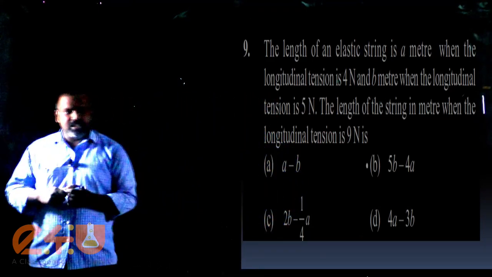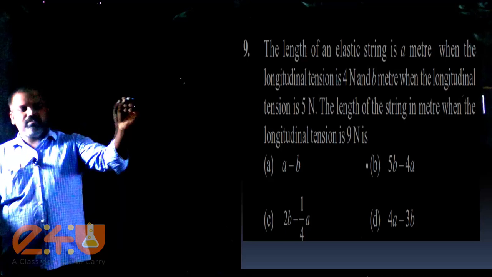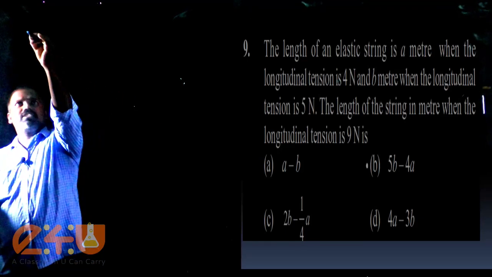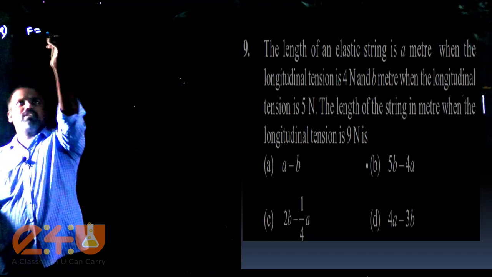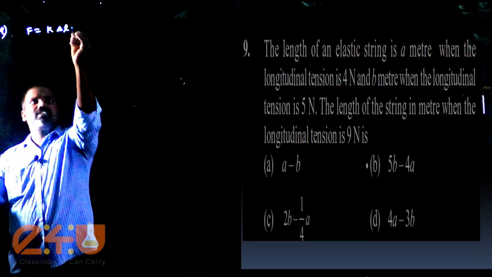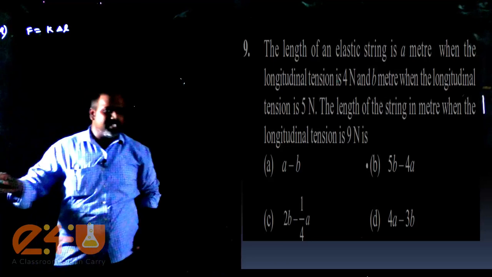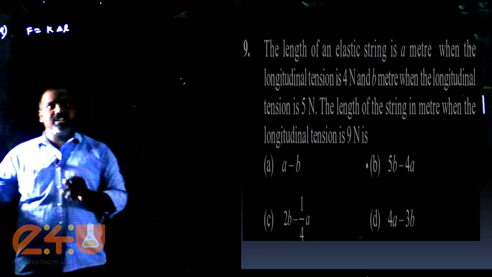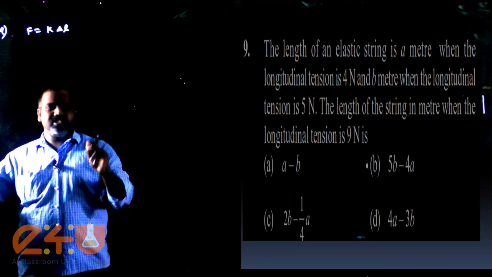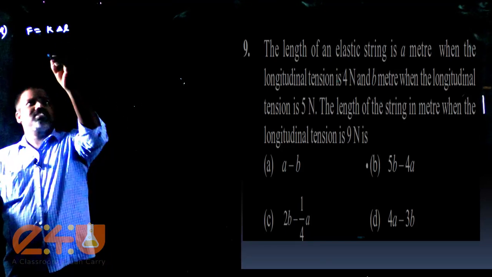So we know that F is equal to KL. Yes, this is question number 9. For your reference, I can write that: F is equal to K into delta L. Generally we already consider that a wire can be treated as a spring of spring constant K, that is YA by L.